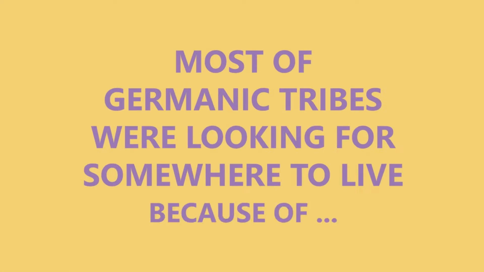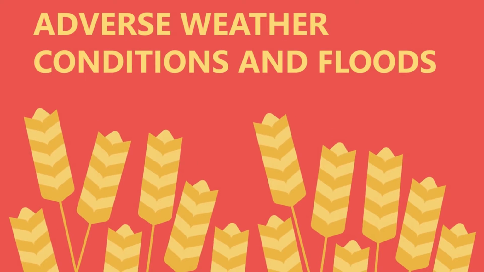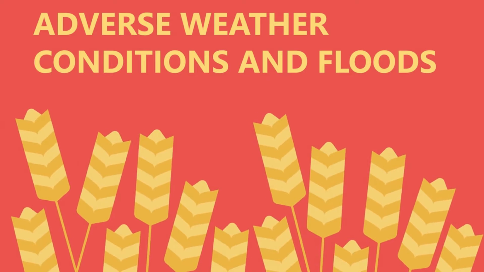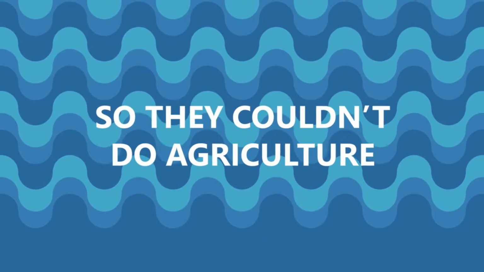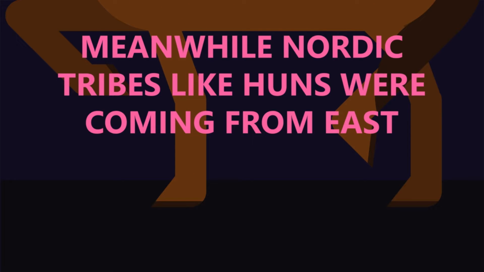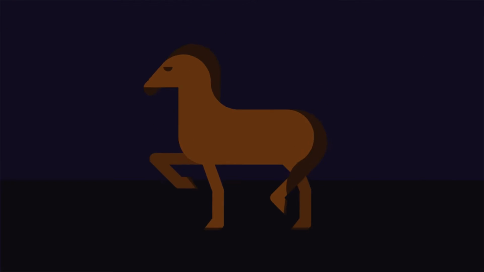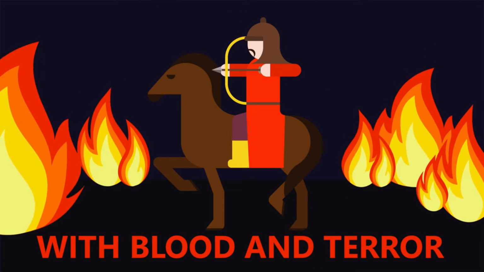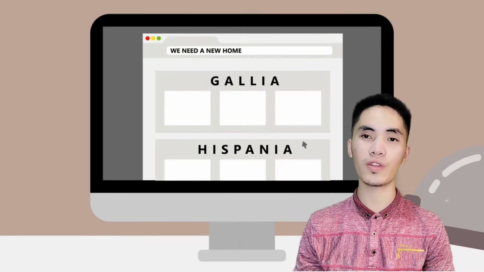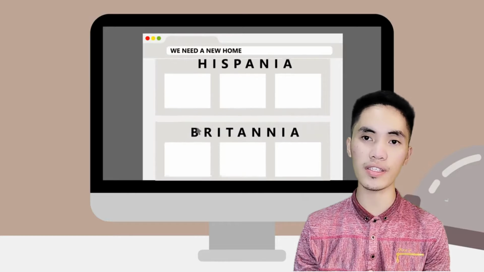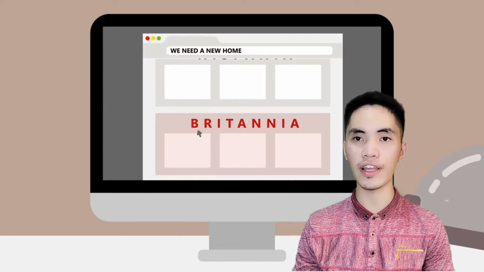Most of the Germanic tribes were looking for somewhere to live due to weather conditions and floods, resulting in a shortage of food production as well as other agricultural goods. And then these Nordic tribes, just like the Huns, were coming from the east, equipped with heightened bloodlust and terror. Thus, these Anglo-Saxons chose their new home, and decided to settle in Britannia.